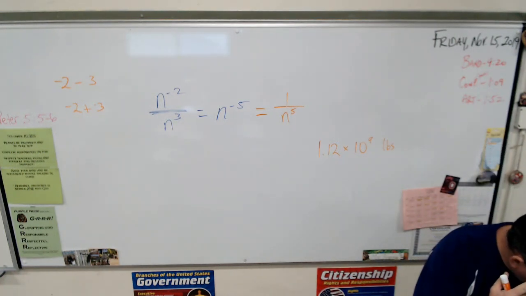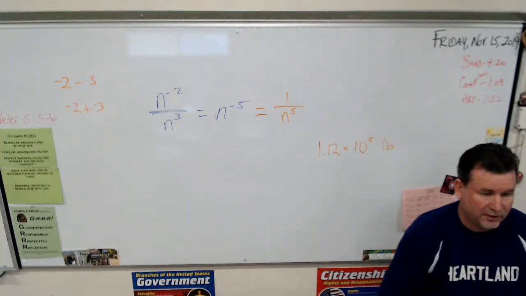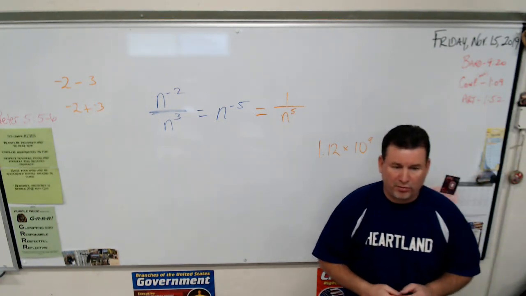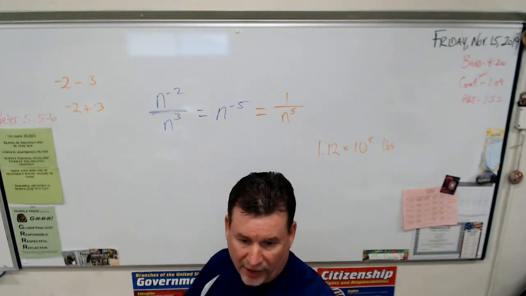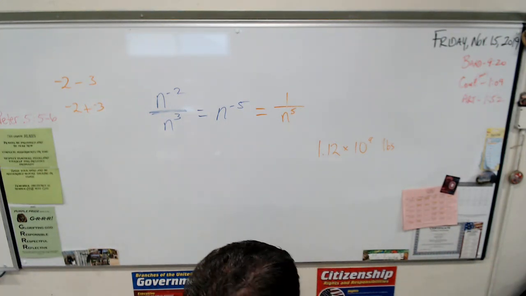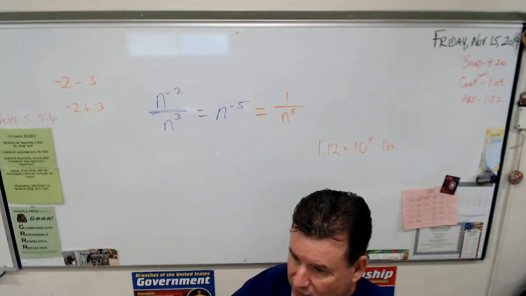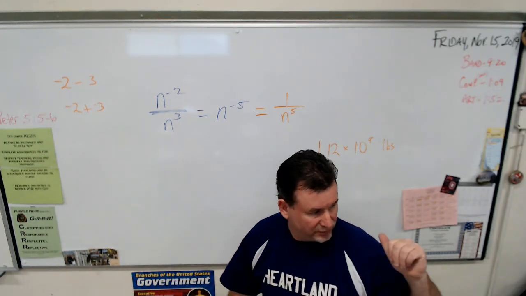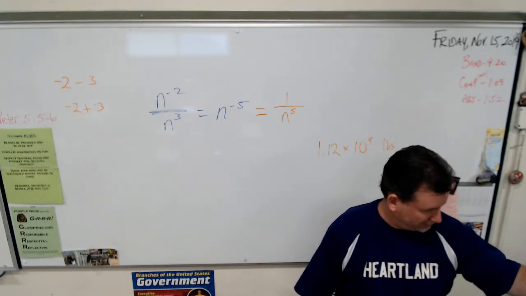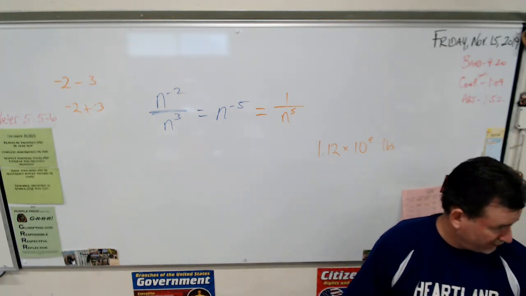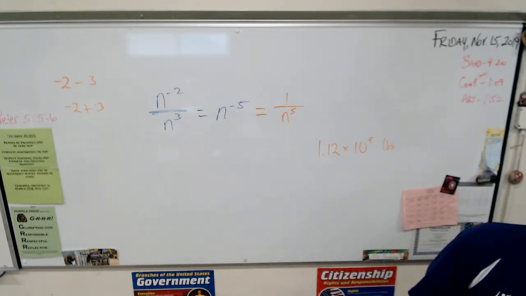Number 2, 3 examples of prime numbers greater than 20. Give me 3 prime numbers greater than 20. Seth. 23. 31. 37. Very good.